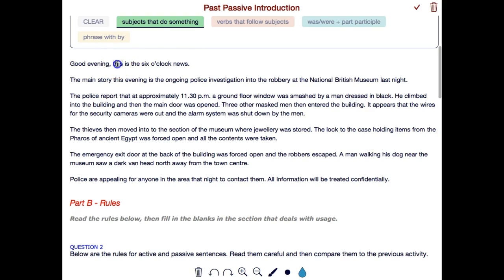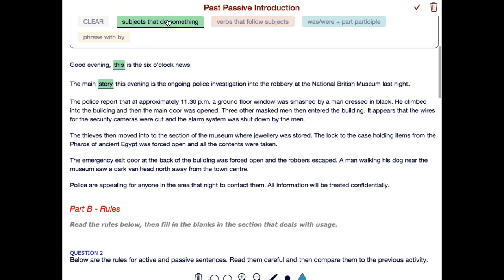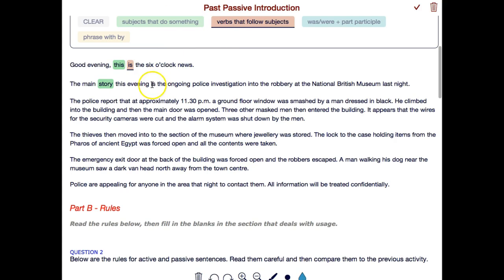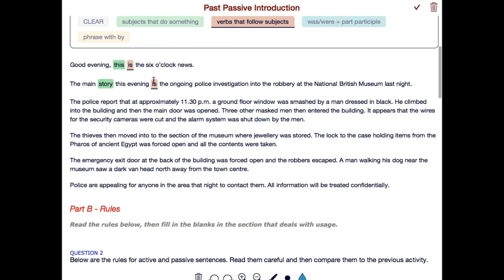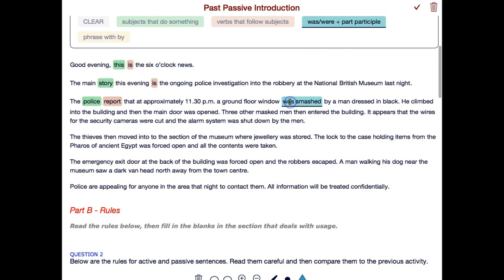Subjects that do something. And now, to do something can also mean to be something. These ones that I have just selected are very simple examples of normal sentences. And another word for normal sentences is the active voice, because it sounds like something is active. But now we're going to get into something that is, and we're going to get into the passive. Okay? And so we're looking for was, were. Was smashed.